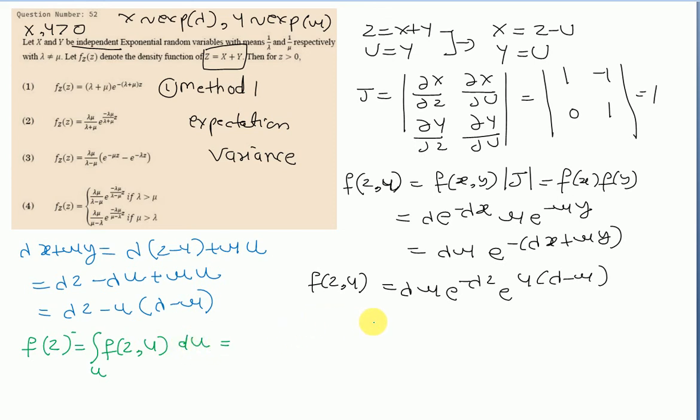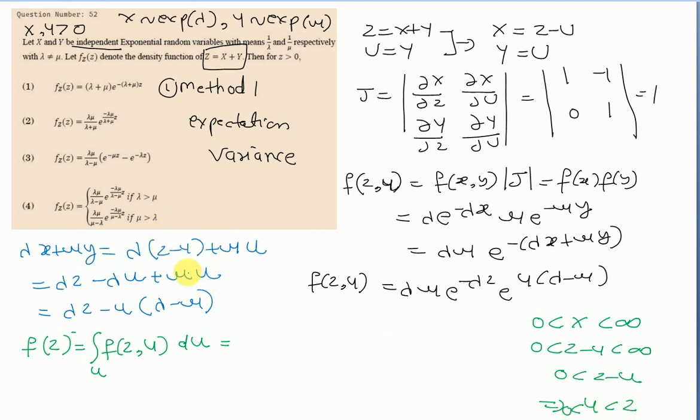See, we know that your x variable is lying between 0 and infinity, and x is written as z minus u, less than infinity. So how can we write it? We can write 0 less than z minus u, and then u is less than z. And since u is nothing but variable y, u can never be less than 0. It is always greater than 0. So your u lies between 0 and z.